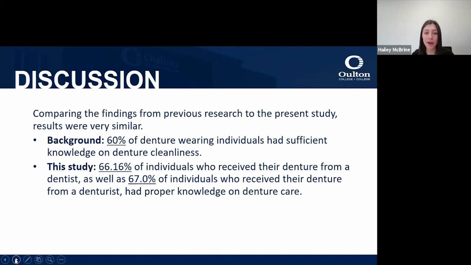All right, so comparing the findings from previous research to the present study, the results were very similar, as Molly just stated previously. Our background was that 60% of denture-wearing individuals had sufficient knowledge on denture cleanliness. And in this study, we had 66.16% of individuals who received their denture from a dentist, as well as 67% of individuals who received their denture from a denturist, who had proper knowledge on denture care.